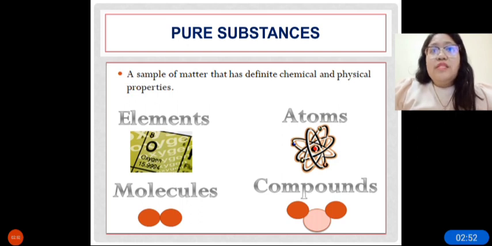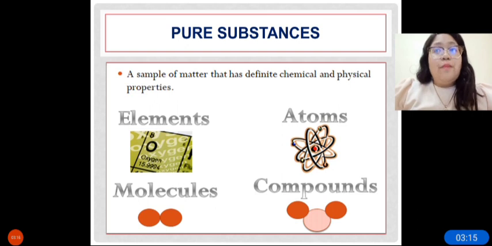Next, we have molecules, and these are like a group of atoms joined together. They can be the same type of atom like oxygen gas. Oxygen gas contains two oxygen atoms. And we have water, okay? The water molecule contains two hydrogen atoms and one oxygen atom.